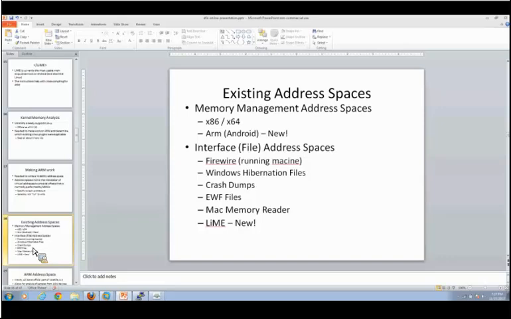And when I say LiME, this is that LiME format that prepends the header. So what the address space does, it knows what that header looks like, it knows how to read the data out of it, and then when Volatility says translate this address for me, it knows how to look at that header data and find the right offset.